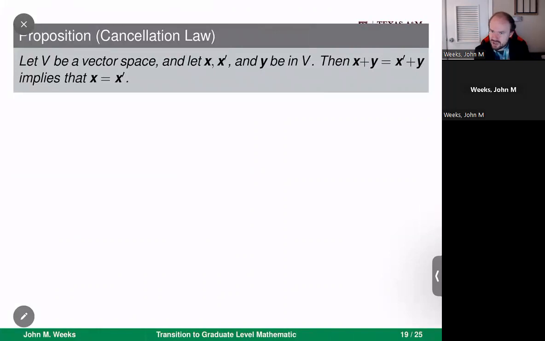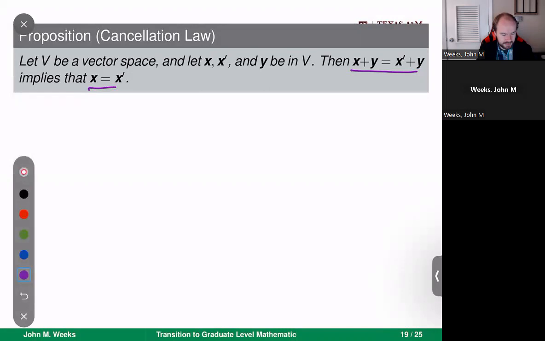Let's see what that cancellation law means. Let's say that you have this equation: x plus y equals x prime plus y. We're going to say that whenever you add two things by y like this, that's going to imply that x equals x prime. That's what we're going to go through and say.